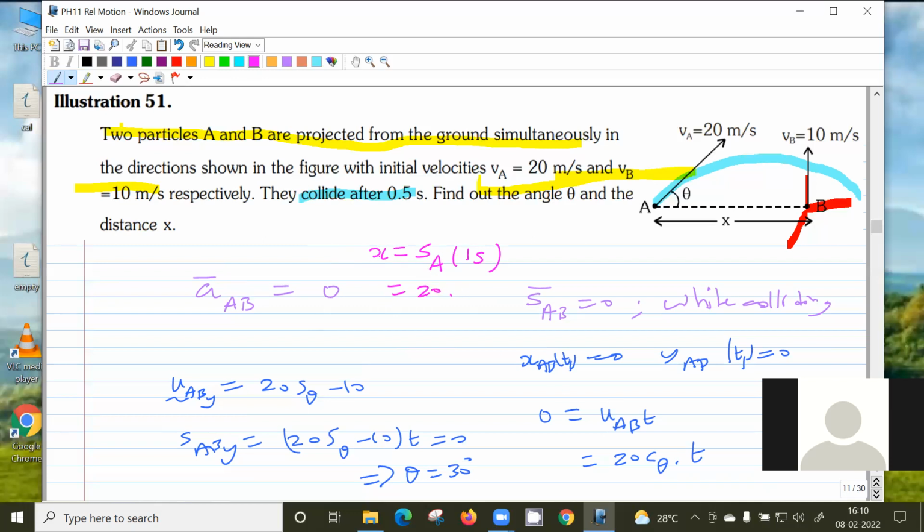This is the same expression only. 5 root 3, sir. Is this clear? Into 1 by 2. Half second. Hold on. u cos theta, that is 20 into the time. So it's 1 by 2, sir. You have written 1 second. What is the mistake? 0.5 seconds, 1 by 2. Okay.